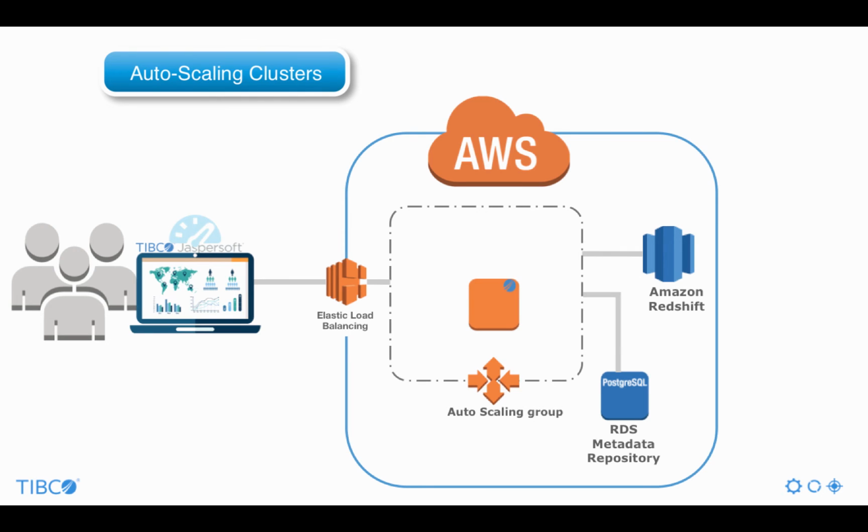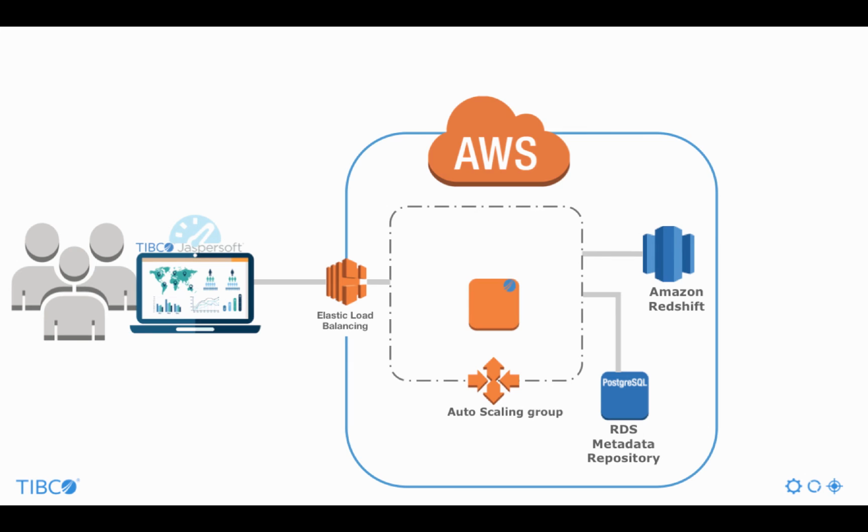As your user base grows, the autoscaler will add instances to handle the additional load, based on CPU usage, and when the load goes back to normal, the additive nodes will be destroyed.